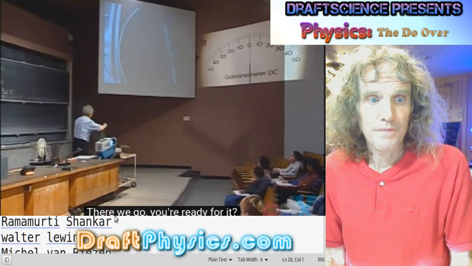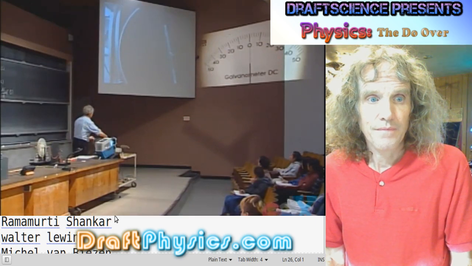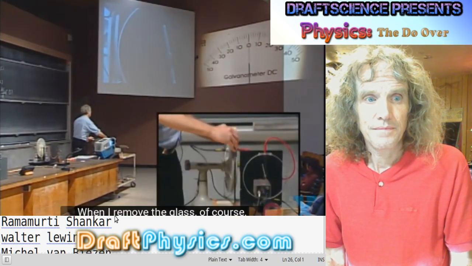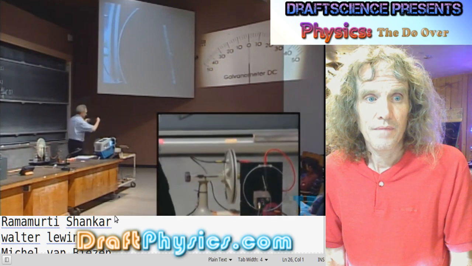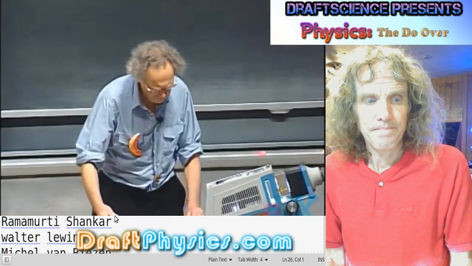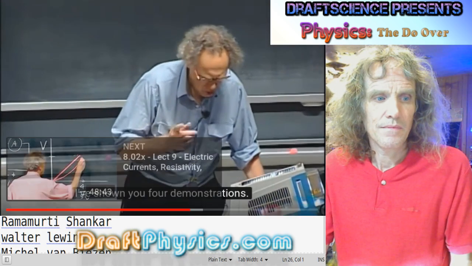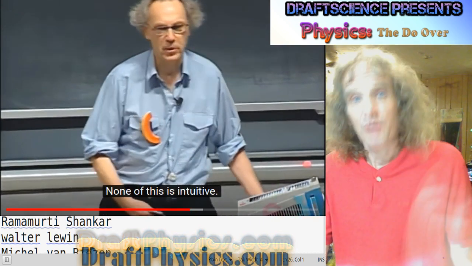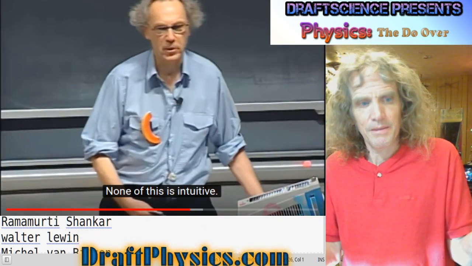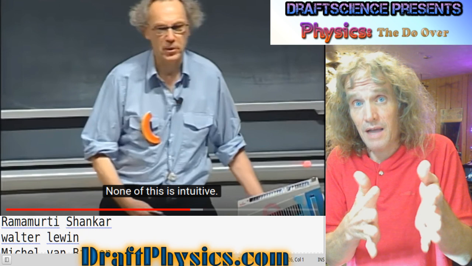There we go. You ready for it? 3, 2, 1, 0. And you saw charge flowing onto the plates. When I remove the glass, of course, then the charge goes off the plates again. You see that now. I've shown you 4 demonstrations. None of this is into, so that would be conducive to my argument that the charge is being placed on the glass.